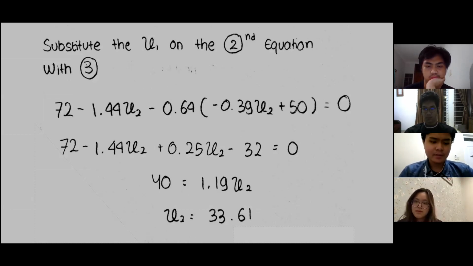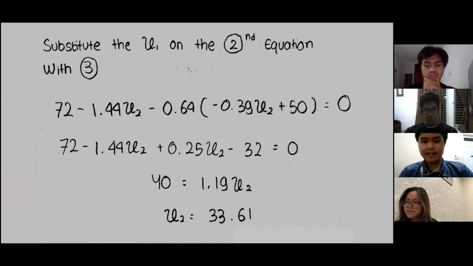And after we multiply the 0.64 to the inside of the bracket, we do the operation to the respective variables, constant with constant, and x2 with x2. And this results in 40 equals 1.19 x2. And we just divide the 40 by 1.19, and then we get the value of x2 of 33.61.